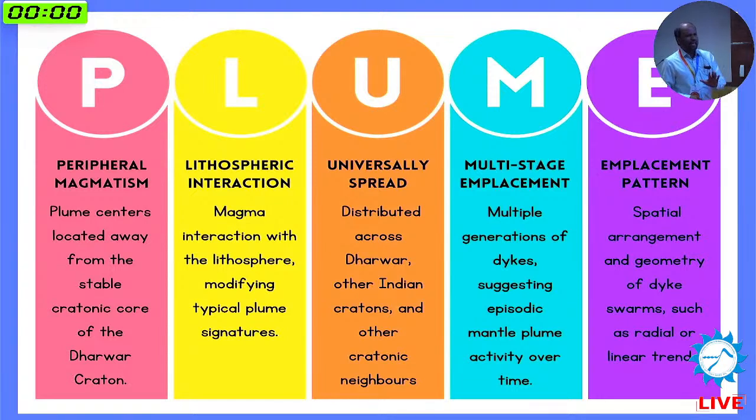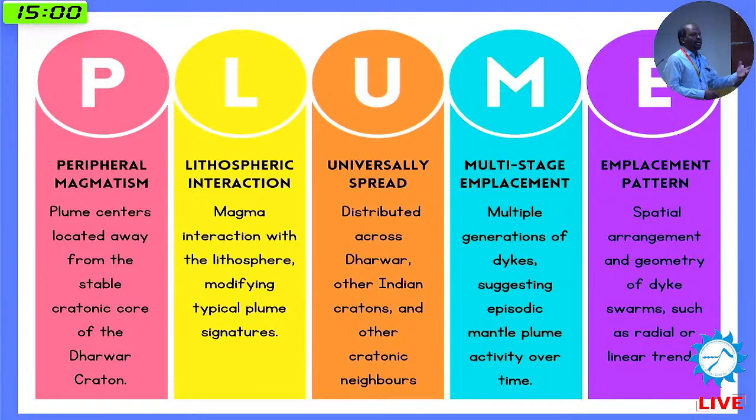This is the last slide. What I want to emphasize is that the plume signature in the Dharwar Craton is a little bit different. What difference? There is no plume lying below the Dharwar Craton. Therefore, we don't get any asthenosphere type of signature in the Dharwar mafic dikes. This is peripheral magmatism; due to interaction with the lithosphere, their composition is significantly changed. We always ask, if it is a plume, where is the asthenosphere signature? Due to lithospheric interaction, they don't show it.